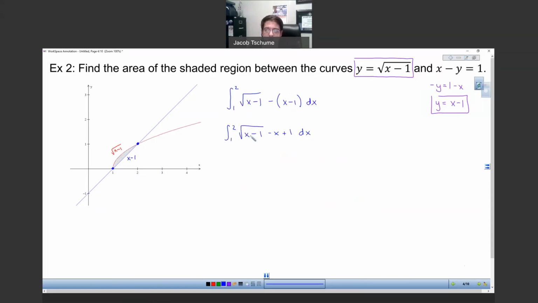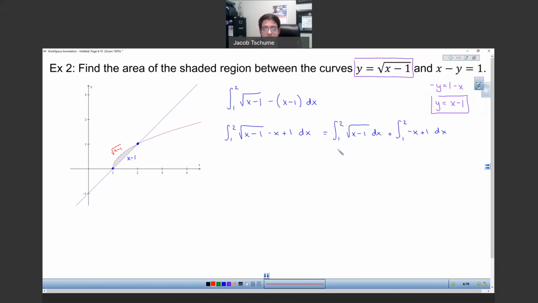Now, the only challenge here is that the square root integral is going to be worked a little bit differently than the other two. So what I'm actually going to do is break this up into two separate integrals. I'm going to integrate from 1 to 2 of just the square root function, because that's going to involve one rule. And then I'm going to add to this the integral from 1 to 2 of negative x plus 1. That's because the second integral is just the regular anti-power rule. You can add 1 to the power and divide by the power. But the square root function here, you're going to have to do U-substitution.